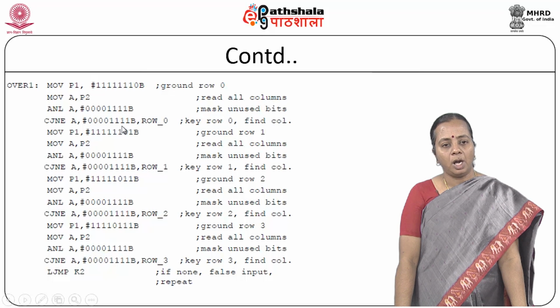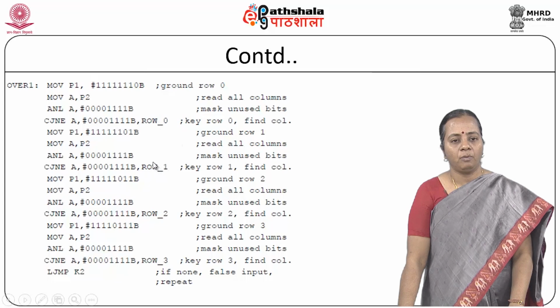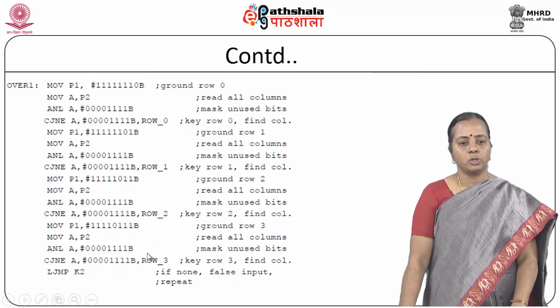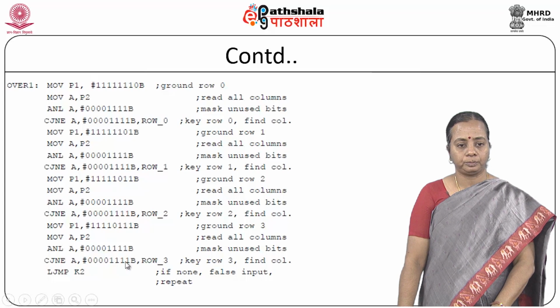If it is not so, then I have to check whether it is the second row or not, I mean row 1. So because of that, move P1 11101, that means row 1 is checked. Whatever information is read from P2 is moved to A, and it gets CJNE. If it is different, then I have to go to row 1. That way I find out whether row 0, row 1, row 2 or row 3 is found, and it comes to the corresponding rows.